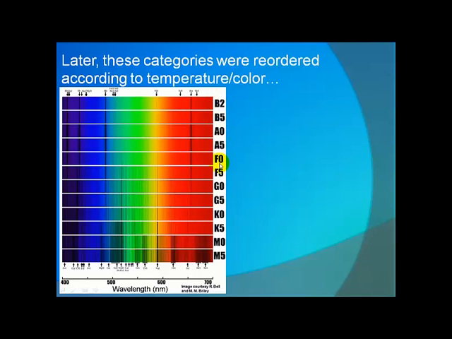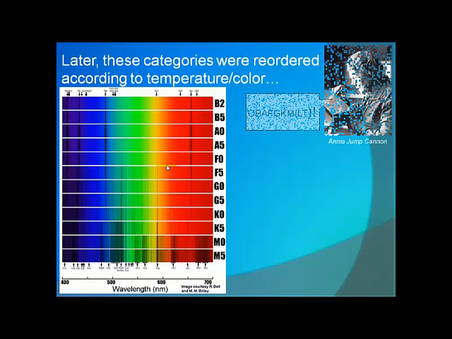O, B, A, F, G, K, M. These are going to be the hottest stars, and these are going to be the cooler stars. A lot of this was done by somebody called Annie Jump Cannon around 100 years ago in America. So O, B, A, F, G, K, M are the categories of stars.